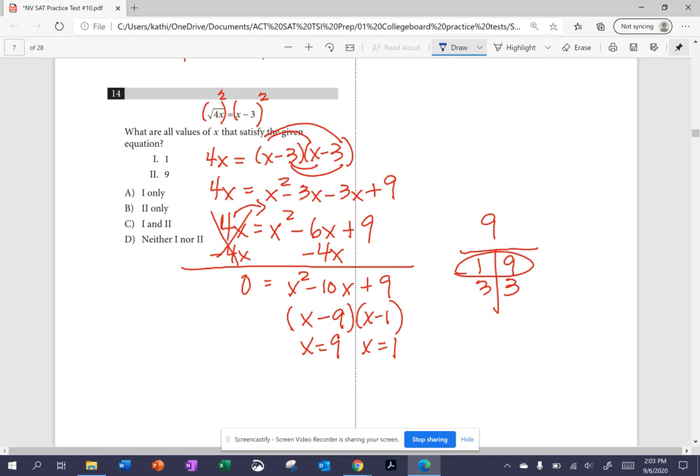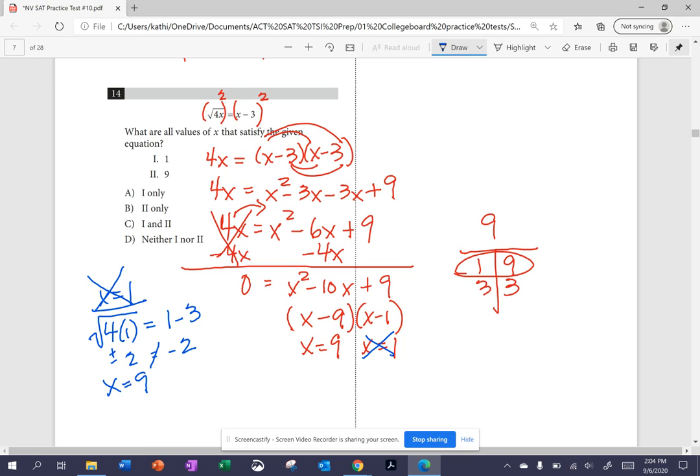So let's check these in my original equation. I'm going to start out with x equals 1. So this is the square root of 4 times 1, and does that equal 1 minus 3? The square root of 4 is 2. I could say plus or minus 2, and this is negative 2. So plus or minus 2 does not equal just negative 2. So x equals 1 is an extraneous solution, so I am not including it.